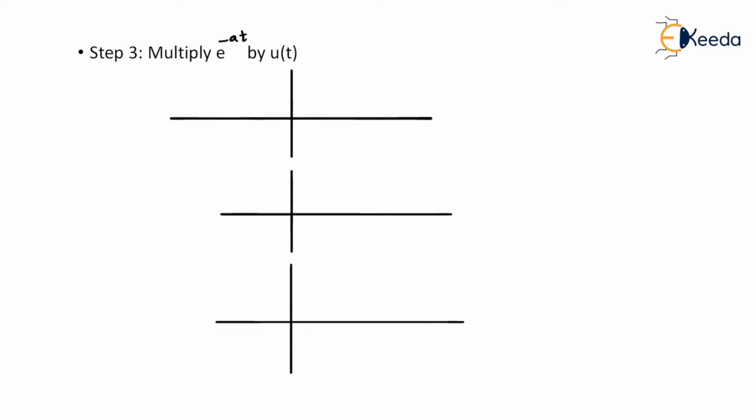So we'll go to the next, step 3. Step 3 says multiply e to the power minus at by u of t. Why we are doing so, I'll definitely explain to you. First of all, e to the power minus at, which is figure number 1. I'm just reproducing the same figure here. It was a negative exponential curve. If you remember, amplitude was 1 here. Now, see the nature of this curve.